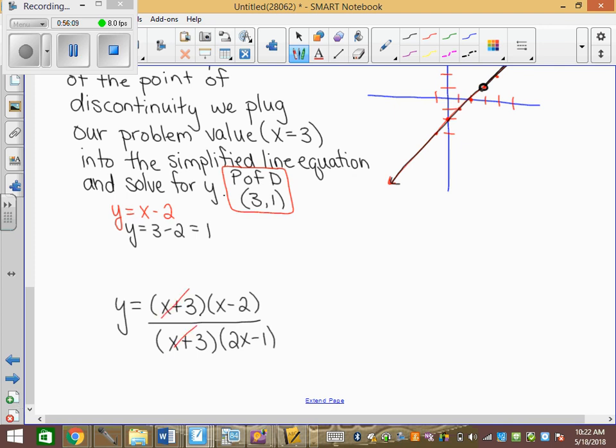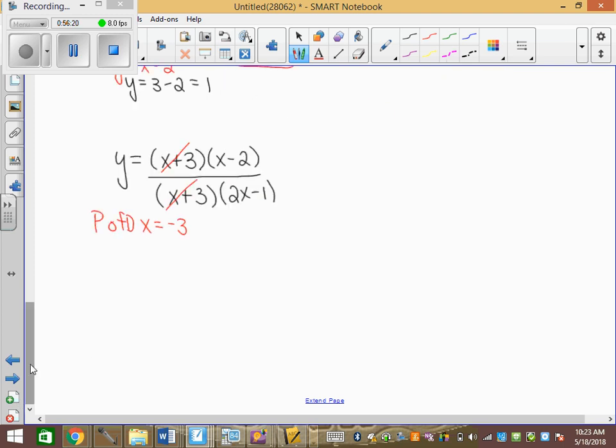These cancel. So what happens? I have a point of discontinuity at x equals -3. How do I get my y? Plug it back into the simplified form. So you're going to plug it back into here. y equals (-3 minus 2) over (2 times -3 minus 1), which is -5 over -7. So my point of discontinuity is at -3 and 5 over 7. You plug it back in for the x of the leftover equation, right?